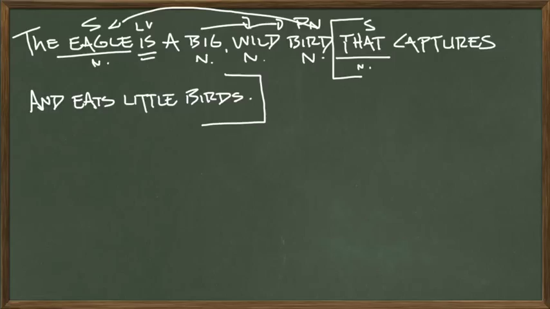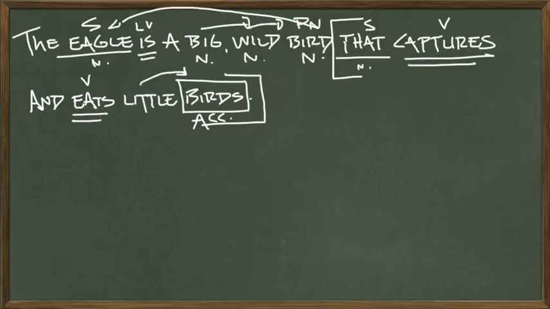What is that doing? It's capturing, verb. What else is it doing? It's also eating, verb. What is it eating? It's eating birds, direct object, accusative case. I always put the accusative case in a box like this. What kind of birds? Little birds. I always use arrows for adjectives.